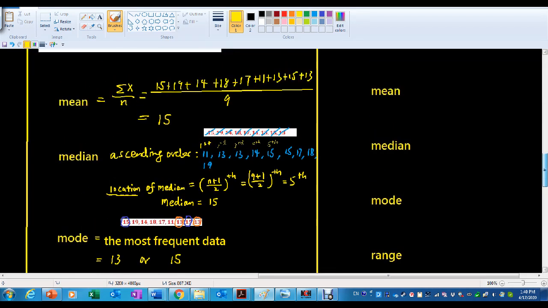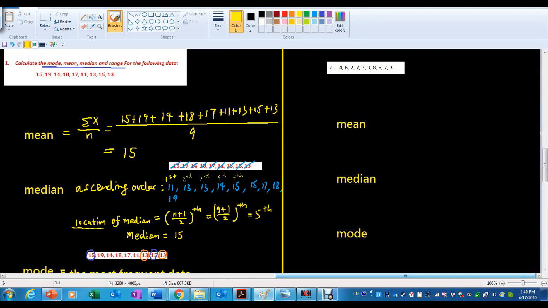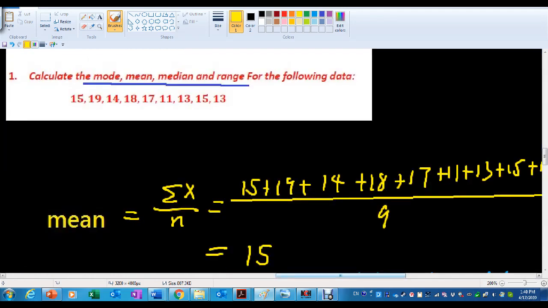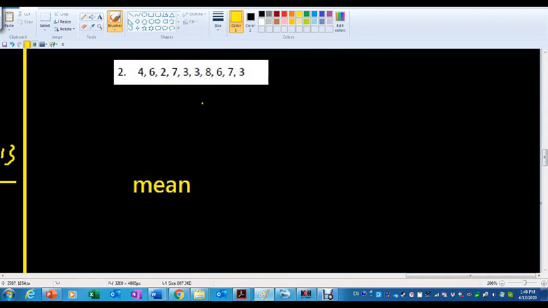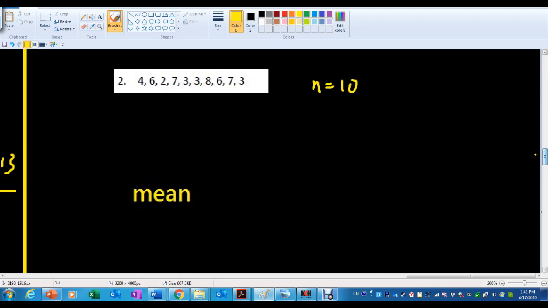Okay, so let's do one last example here. For this set of data, how many data are there? 1, 2, 3, 4, 5, 6, 7, 8, 9, 10. So there are 10 data, right? All right.